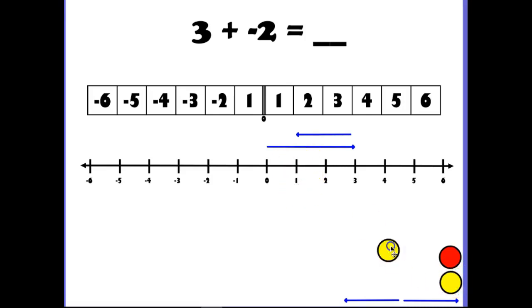If you want to see it with the counters, here is +1, +2, +3, and now I'm adding 2 negatives. I'm going to add my negatives on top. -1, -2. I created 0 pairs. So now I can take these 0 pairs away. And I am left with 1.